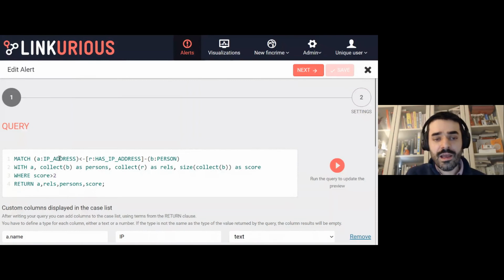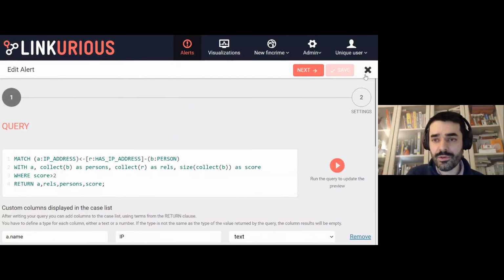We are trying to identify IP addresses tied to persons, and basically we are interested in situations where we have a set of persons above 2. So when we have at least 3 persons showing the same IP address, we want to be notified. It's a fairly simple and basic query to illustrate the point. As a data scientist or graph expert, I can set up that query, and then Linkurious Enterprise is going to be automatically running the query and will notify me every time there's a new occurrence of the pattern described in the query that pops up in my data.